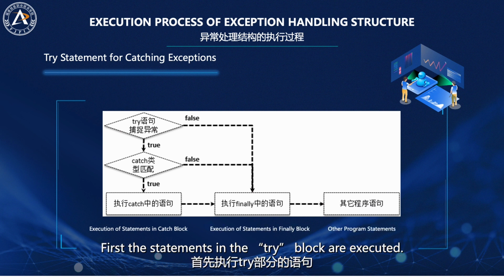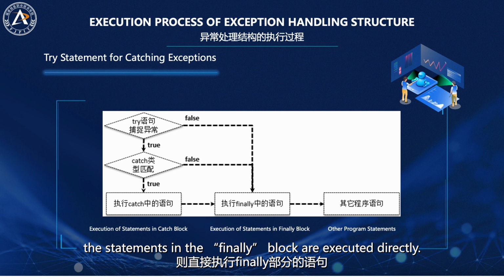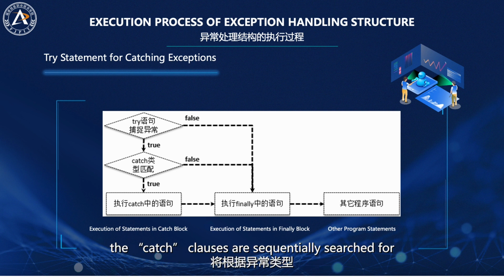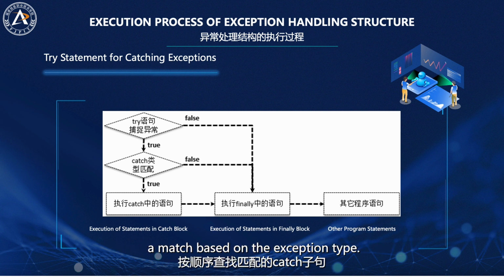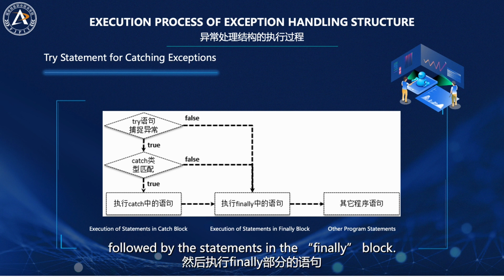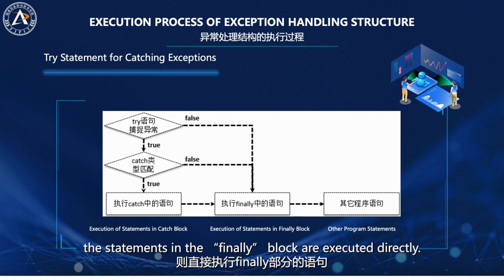First, the statements in the try block are executed. If no exceptions occur, the statements in the finally block are executed directly. However, if an exception occurs in the try block, the catch clauses are sequentially searched for a match based on the exception type. If a match is found, the corresponding catch block is executed, followed by the statements in the finally block. If there is no matching catch clause, the statements in the finally block are executed directly.